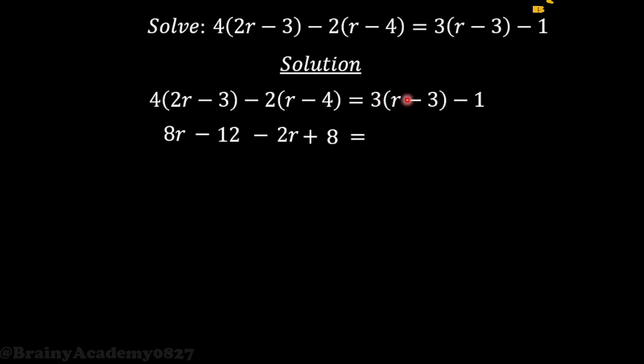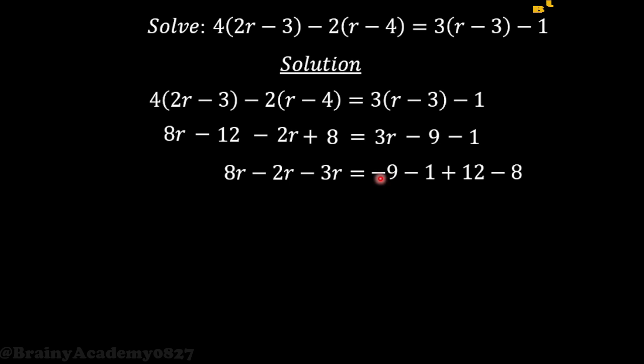Equals, now 3 times r will be what? 3r. 3 times negative 3 will be what? Negative 9 minus 1. I hope you understand. So we have 8r minus 12 minus 2r plus 8 equals 3r minus 9 minus 1. Okay, so let's now group the terms. So we have 8r minus 2r minus 3r equals negative 9 minus 1 plus 12 minus 8.